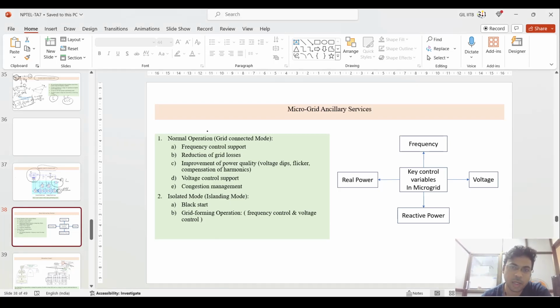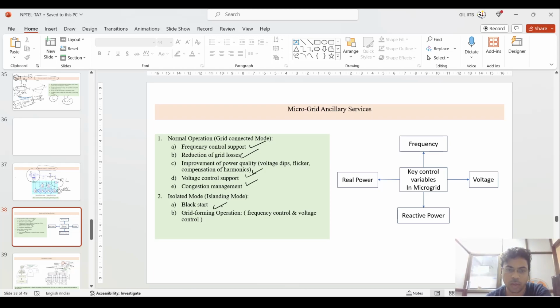Coming to the further slides, this microgrid is such that there are multiple advantages of this microgrid. For that, this microgrid is being used for ancillary services: frequency control support based upon this power difference, reduction in grid losses, improvement in power quality, voltage dips, voltage support, control and congestion management.